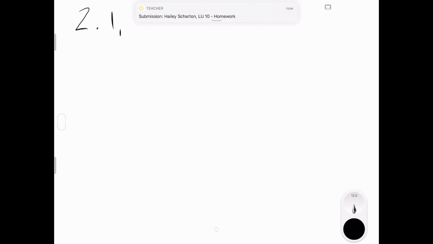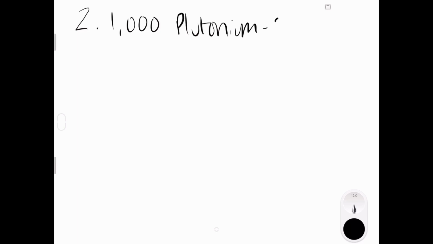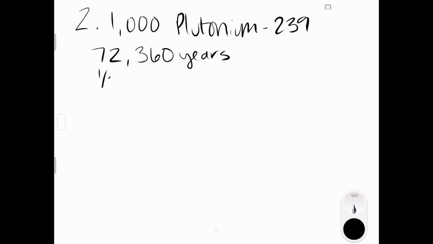So number 2 says that we have 1,000 atoms of plutonium-239. Okay, and plutonium-239 has a much longer half-life. And this sample has gone through 72,360 years of decay. And if you look at the table, plutonium-239 has a half-life of 24,120 years. So when you work on these problems, you want to make sure that you're writing down all of these numbers so that you can have them for easy reference.